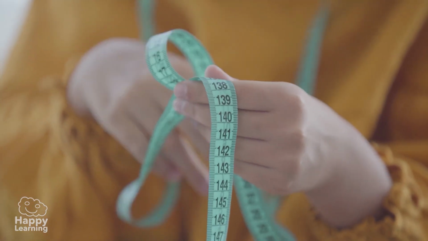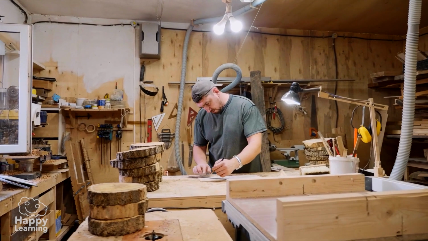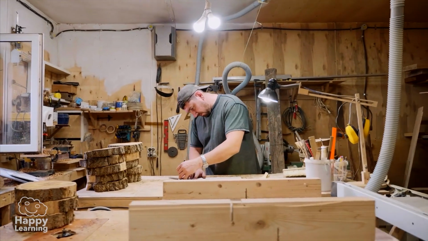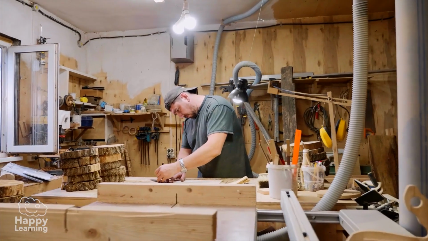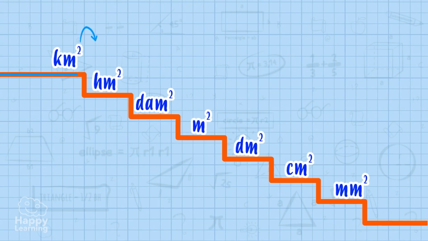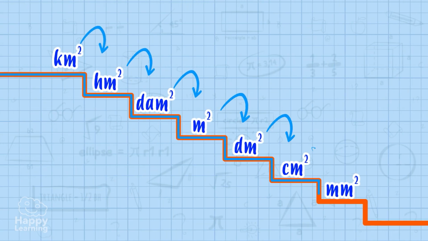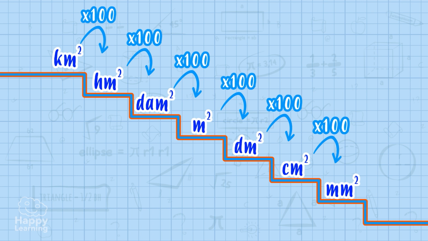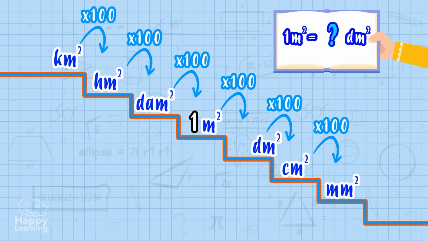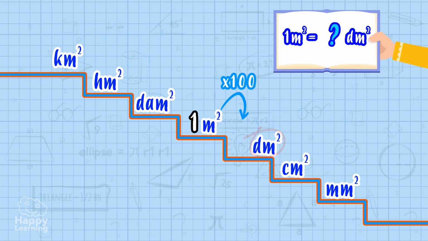And to go from one unit to another, we use the ladder trick. Look! Every time we go down a step, we multiply by 100. In other words, we add 2 zeros to the right. For example, if we want to go from 1 square meter to a square decimeter, we go down a step. We multiply once by 100.